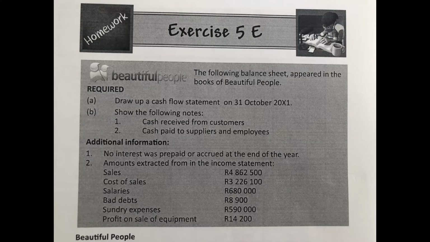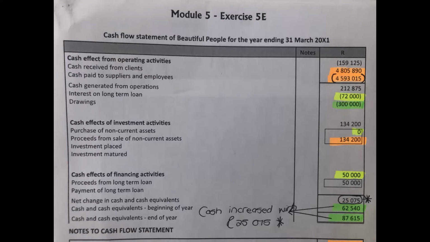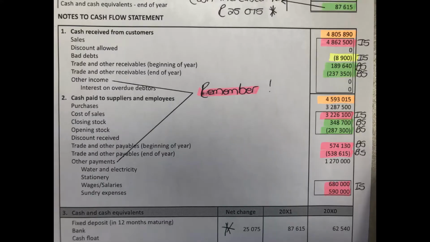In this lesson, I am going to mark exercise 5E and exercise 5F. Okay, let's start with exercise 5E. The first part of the cash flow statement, as you all know by now, is the cash effect of operating activities. And that consists of two headings. The first one is cash received from customers, which is an inflow of cash. The second one is cash paid to suppliers and employees, which is obviously an outflow of cash.